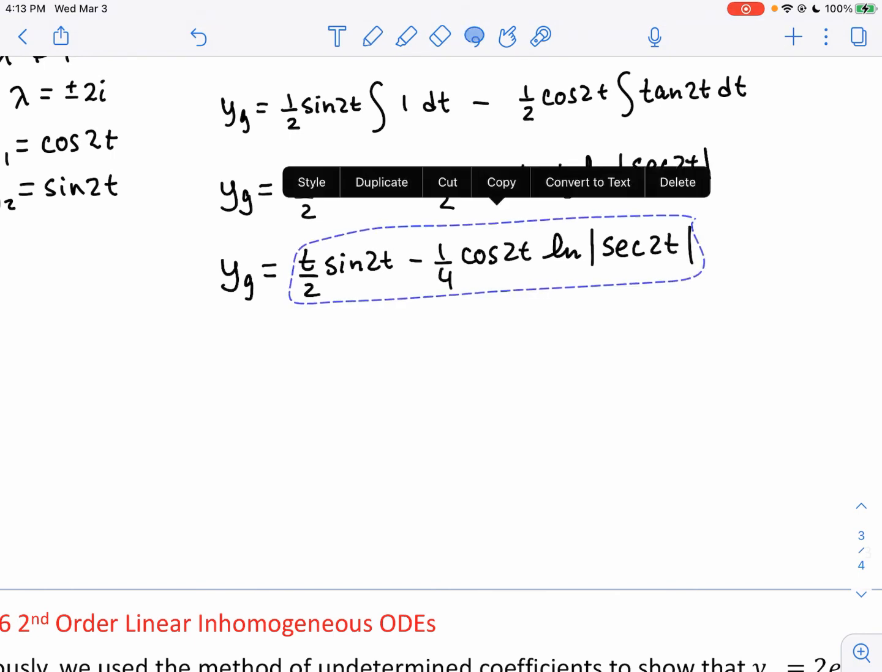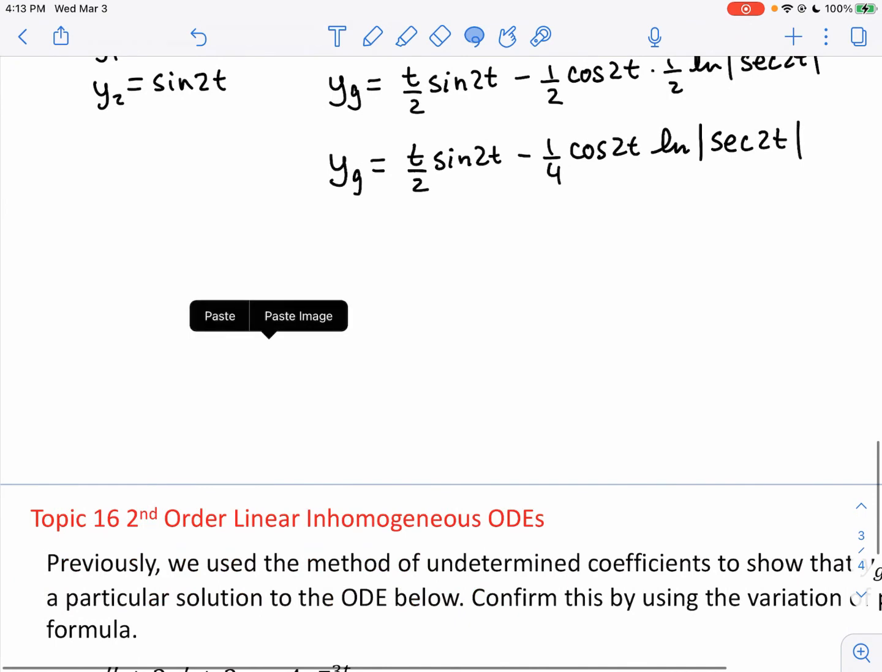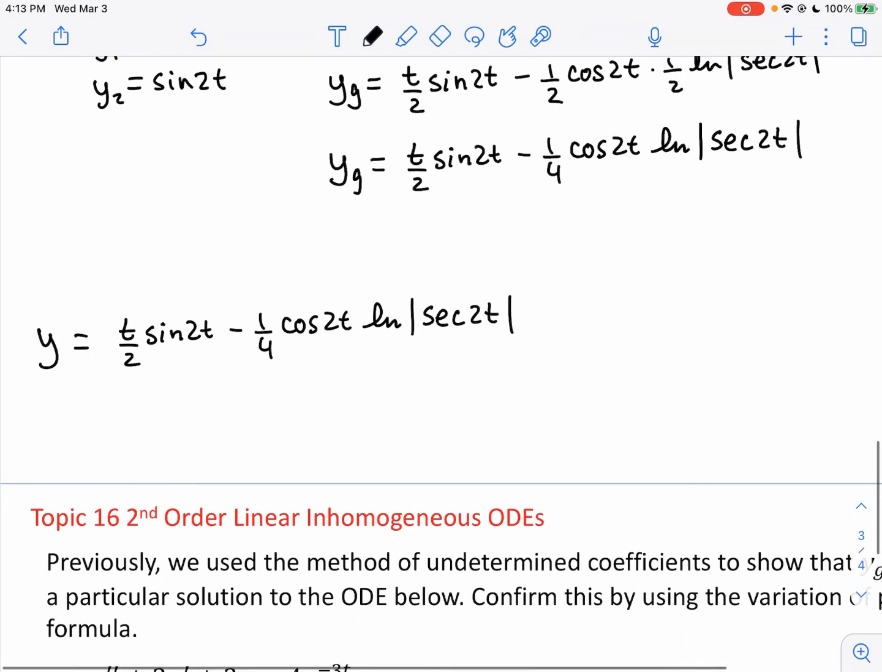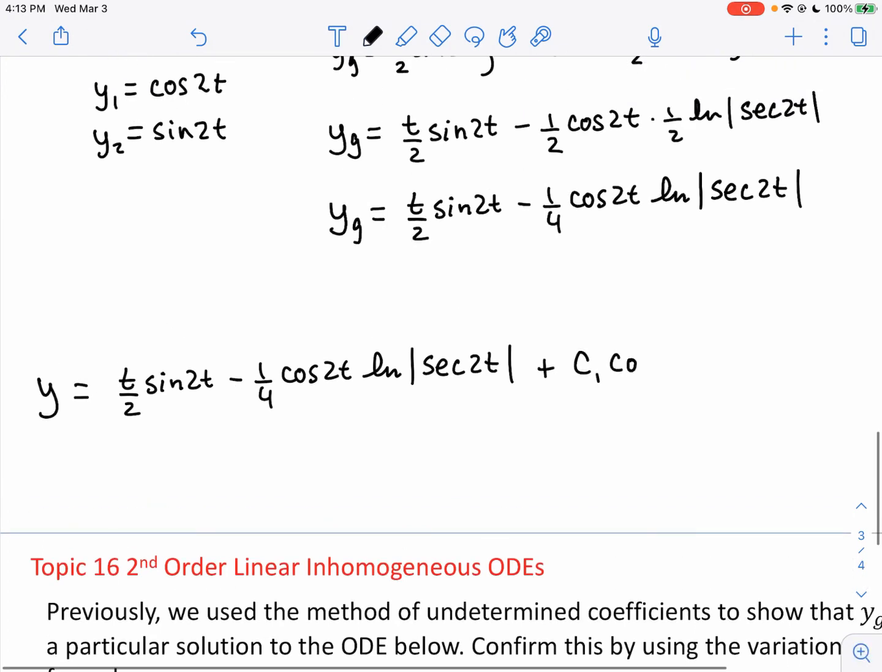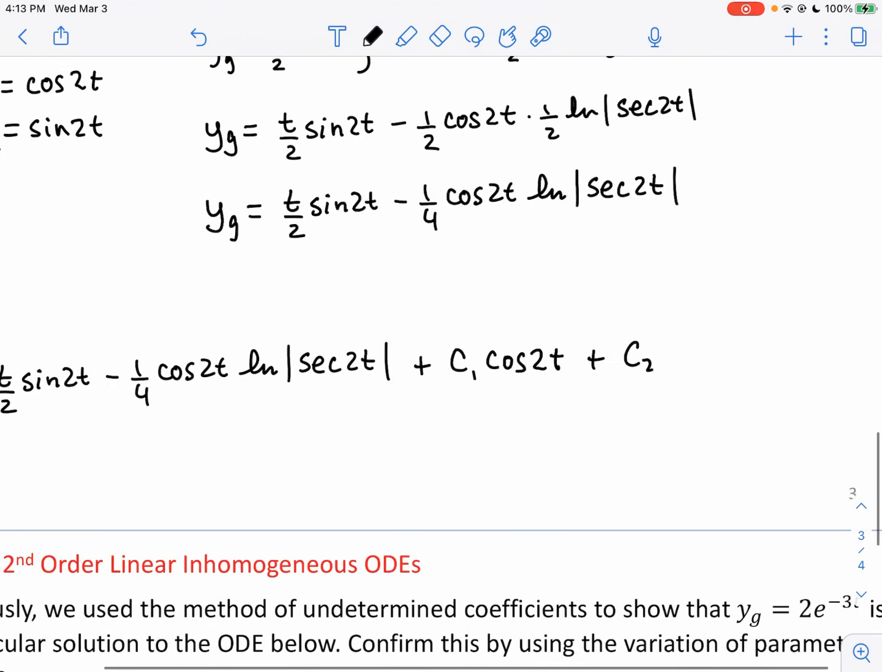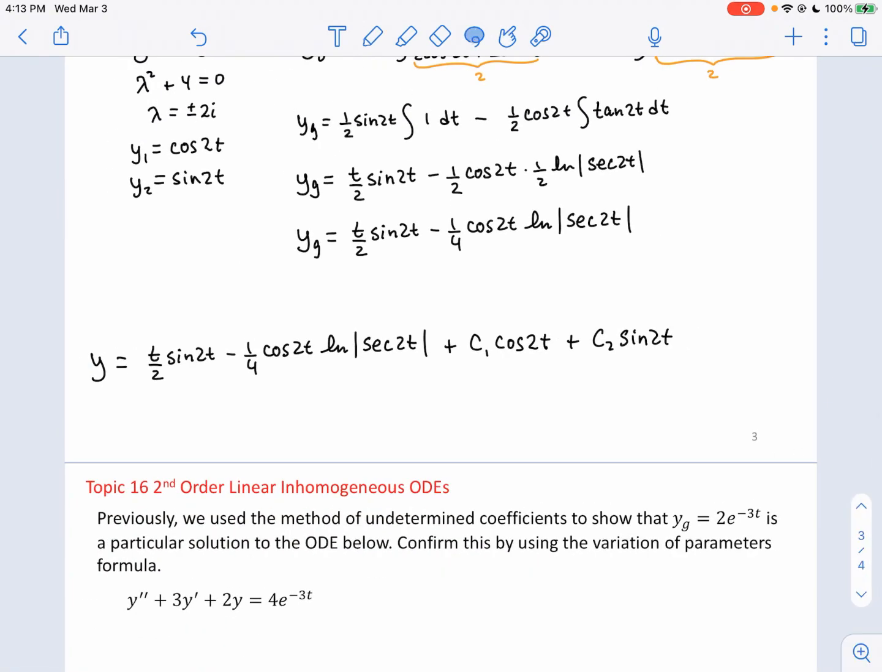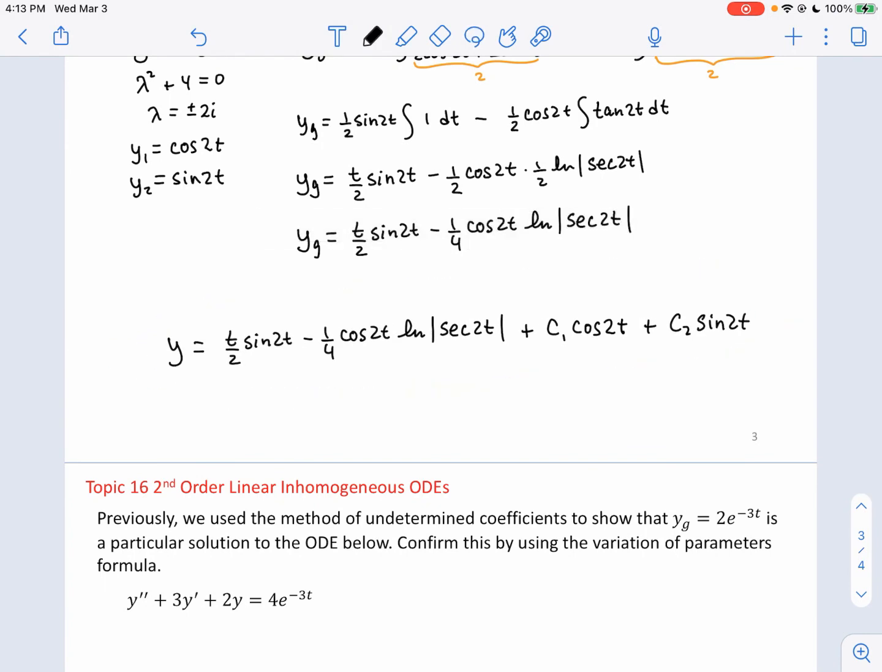Now I'm going to copy paste this, because to form our general solution, we begin with our particular solution, and then to that we're going to add a constant times y sub 1. Y sub 1 is cosine of 2t, and then plus a constant times y sub 2, which is sine 2t. And this gives us the general solution that we are after.